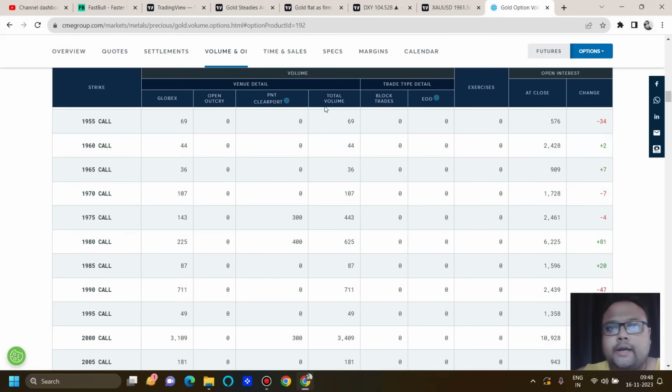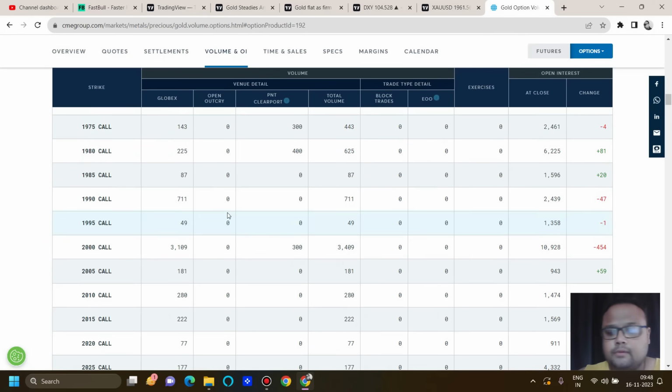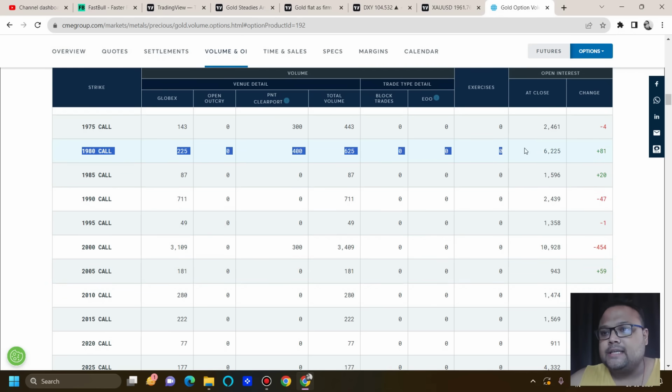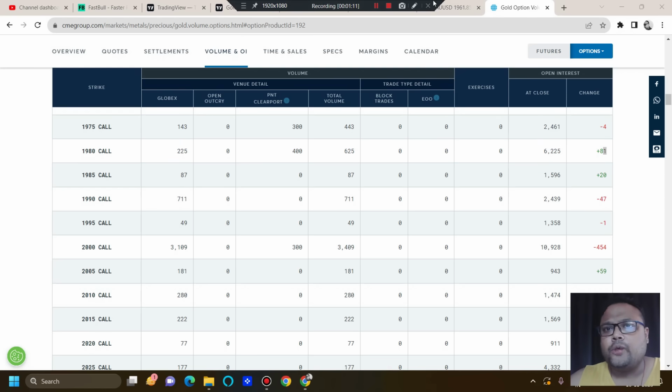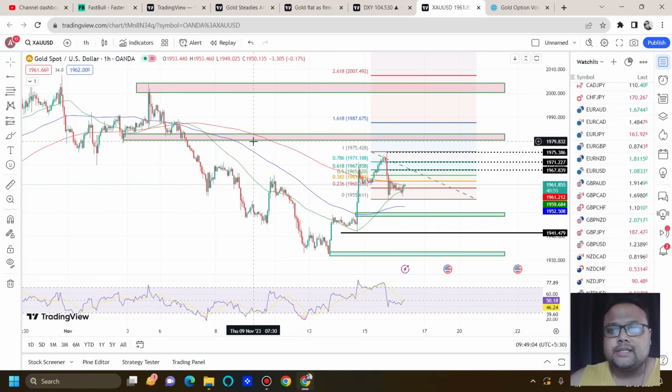And moreover, if you look at the options data, we have the highest open interest at the 2000 level, 10,000 contracts, and then at the 1980 level, 6,250 contracts, and there has been an addition of 81 contracts. So these two are the major resistances where we can expect the market to face some serious selling pressure, and if the market reverses, we can also look for a sell position.